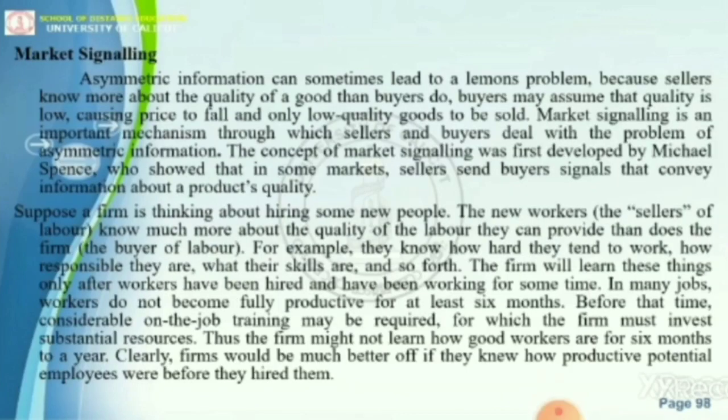Market signaling. The asymmetric information can sometimes lead to a lemons problem because sellers know more about the quality of a good than buyers do. Buyers may assume that quality is low, causing price to fall, and only low quality goods to be sold. Market signaling is an important mechanism through which sellers and buyers deal with the problem of asymmetric information. The concept of market signaling was first developed by Michael Spence, who showed that in some markets sellers send buyers signals that convey information about a product's quality.